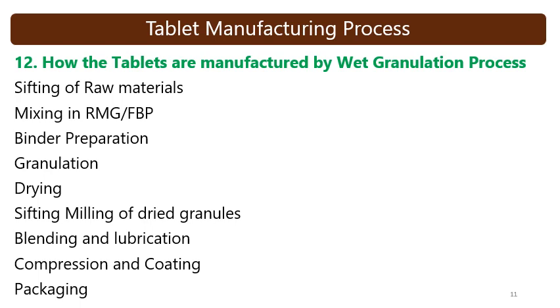How the tablets are manufactured by wet granulation. Wet granulation involves the use of solvent. The number of steps are more and solvents are required. That's why drying is also required. Shifting of raw materials is the first step, followed with mixing in RMG or fluid bed processor, binder preparation and granulation with the binder, then drying of the wet granules, shifting milling of dried granules, blending lubrication followed by compression and coating, then the tablets are packaged.